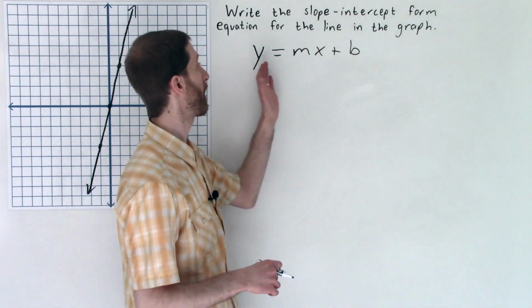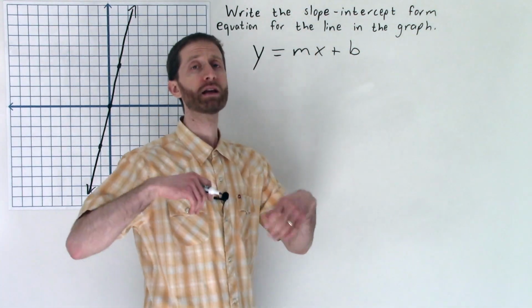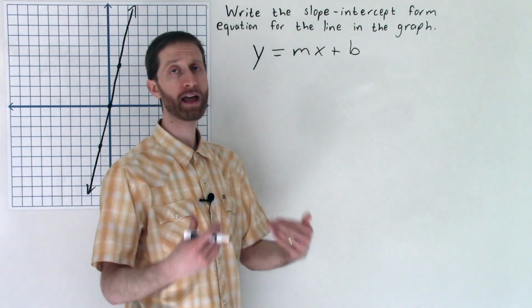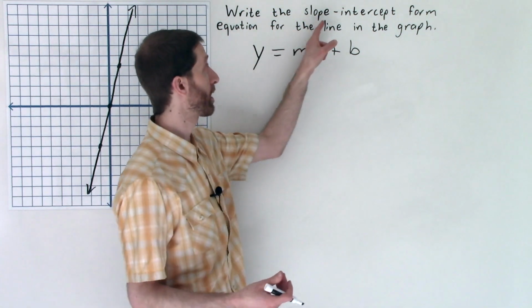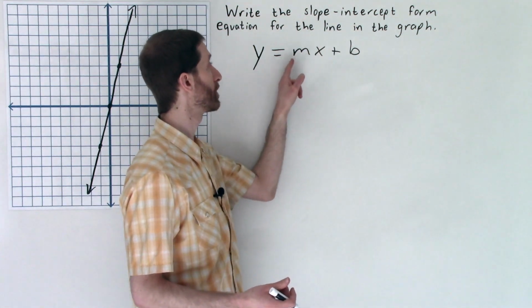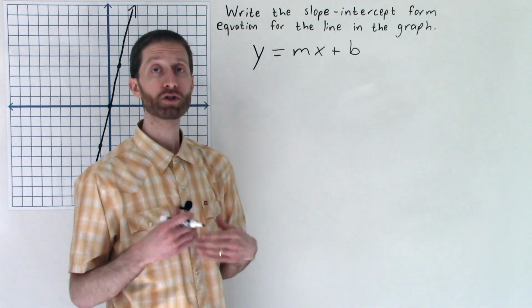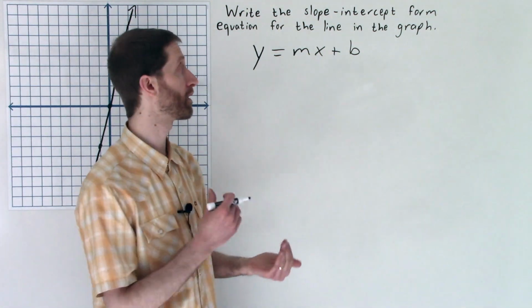I always start out by writing out the template, right? The main idea or the form that I'm going to want my final answer to be in. In this case, I recognize slope-intercept form, which is y equals the slope m times x plus the y-intercept b. So all we need to do now is find the slope and find the y-intercept.